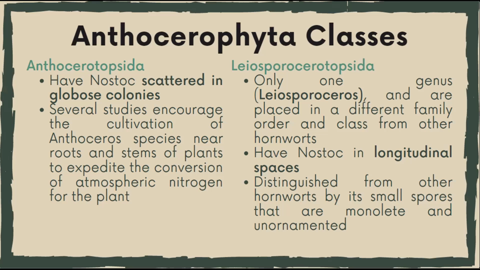Leiosporoceratopsida have nostoc in longitudinal spaces, while Anthoceratopsida have nostoc scattered in globose colonies. Several studies also encourage the cultivation of Anthoceros species near roots and stems of plants for faster atmospheric nitrogen fixation of these plants. If this method is proven to significantly increase the agricultural crop yield, we will be able to have a more organic harvest on our table.